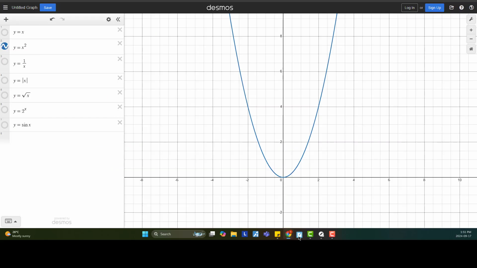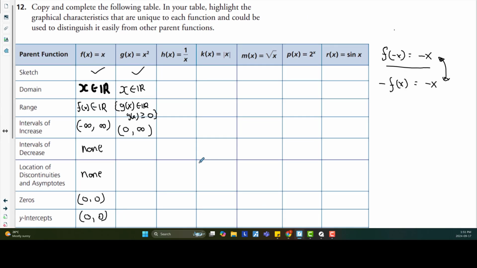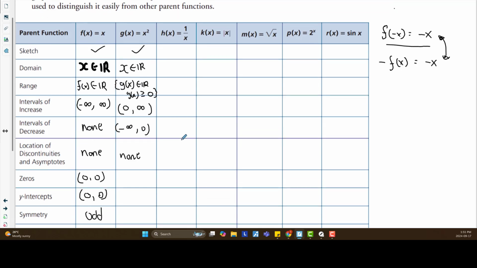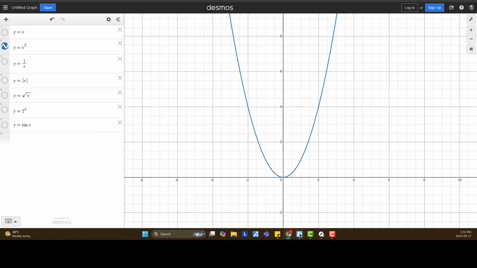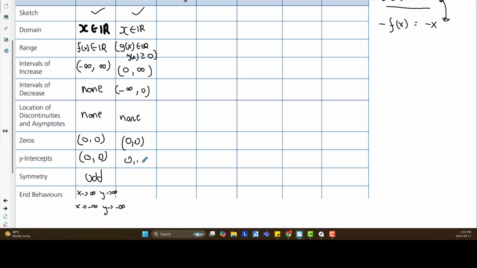And intervals of decrease will then be from negative infinity, because all of it is from the left, to 0. And at 0, the change occurs. So yeah. Are there any discontinuities? There are none. This is a graph I can graph without lifting up my pencil. Zeros, in this case, zeros are 0, 0 as well, because that is my x-intercept. You can see x-intercept. That is also my y-intercept, so that's pretty straightforward.